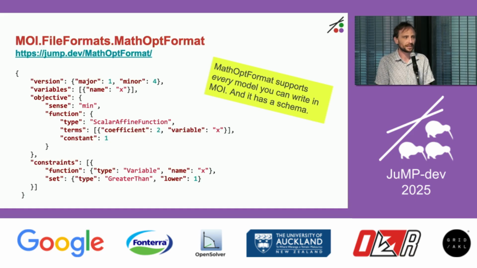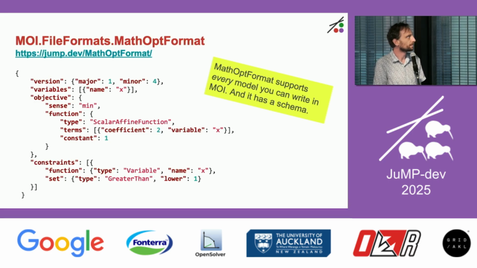I briefly mentioned the MathOpt format, and if you haven't seen it, you should go and have a look at it. This is a JSON file that allows us to serialize any JuMP model to disk. It has a schema, so there's no issues with parsing and trying to work out differences between how solvers interpret LP files or MPS files.